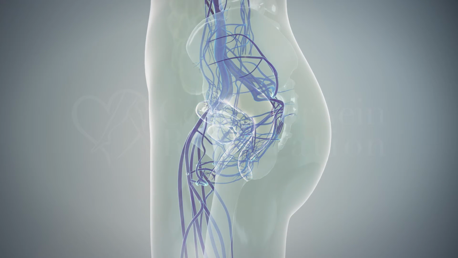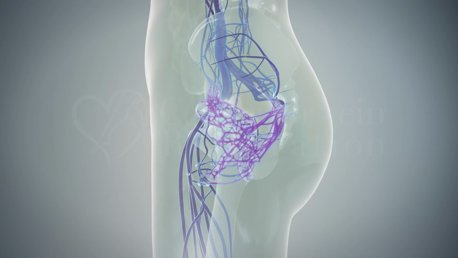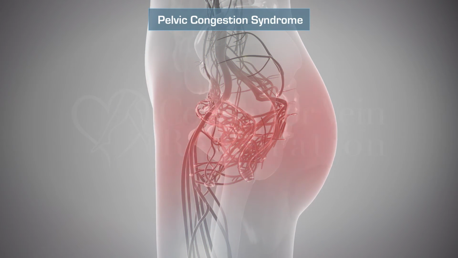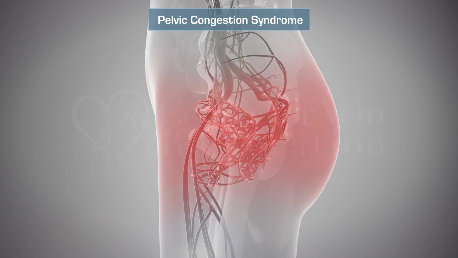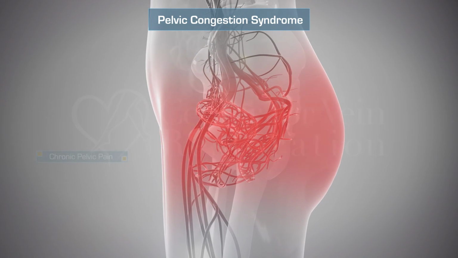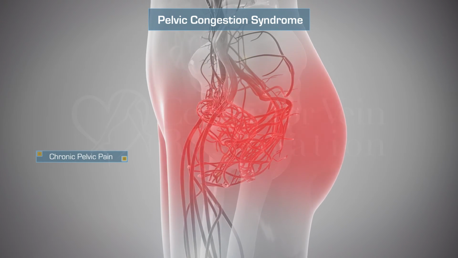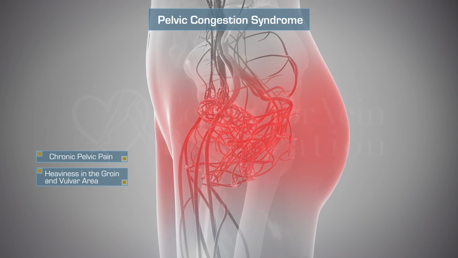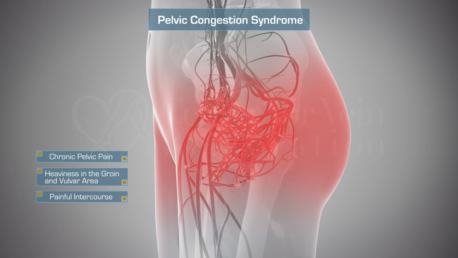If the venous hypertension stays contained within the pelvis, that leads to pelvic congestion syndrome. These devastating symptoms of pelvic congestion include chronic pelvic pain lasting for more than 6 months, heaviness in the groin and vulvar areas, and painful intercourse.